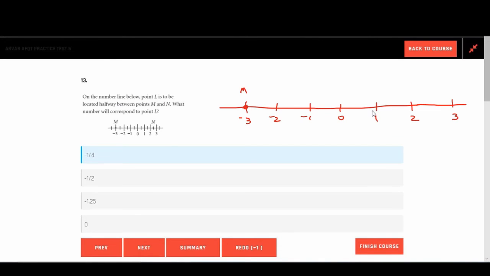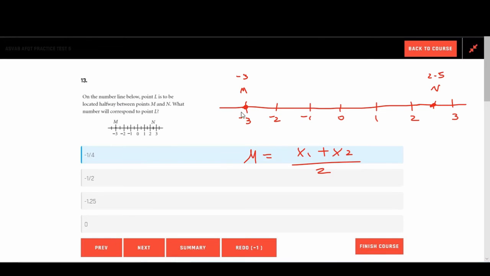This one, M, is right on -3, whereas N is halfway between 2 and 3. So I know this is -3, and I know this is 2.5. We're being asked to find L, which is the midpoint, or halfway between these two. To find the midpoint, you do x1 plus x2 divided by 2. Again, that formula is in the formula sheet.